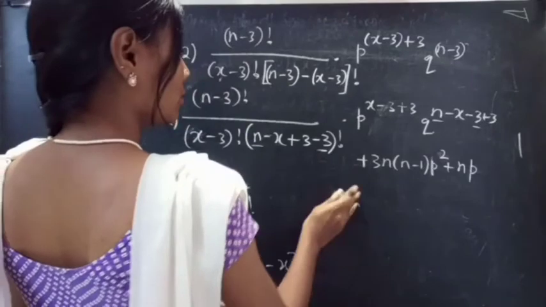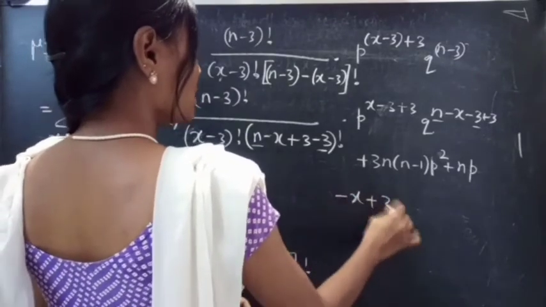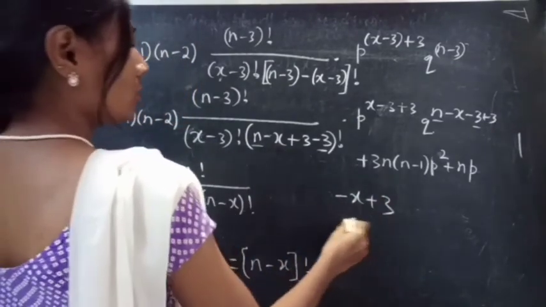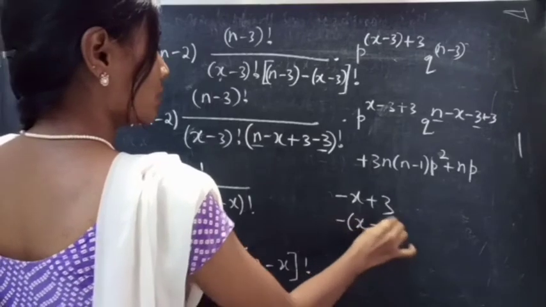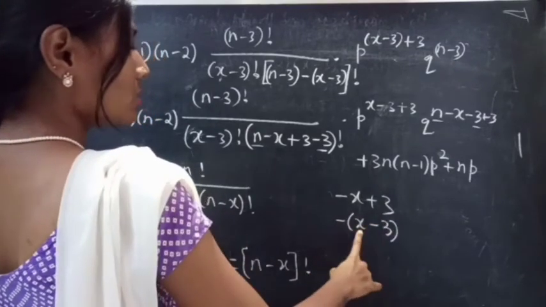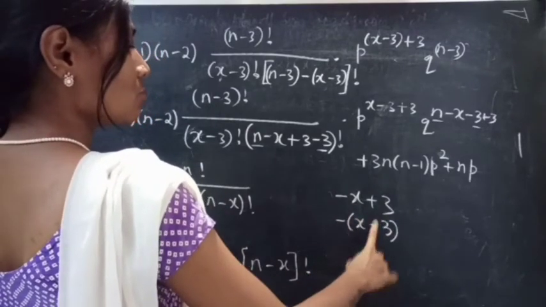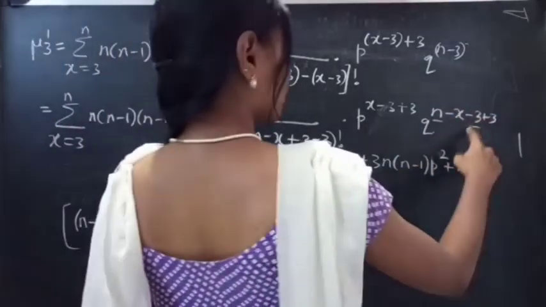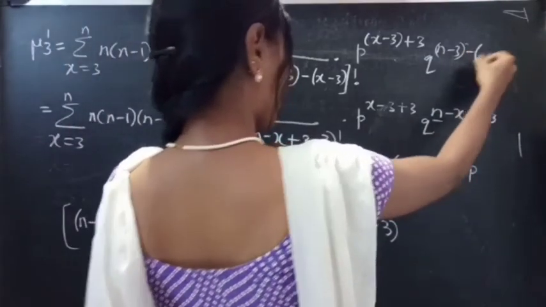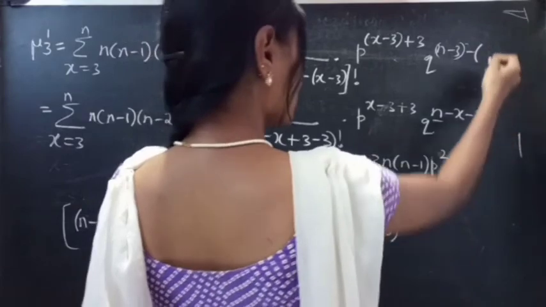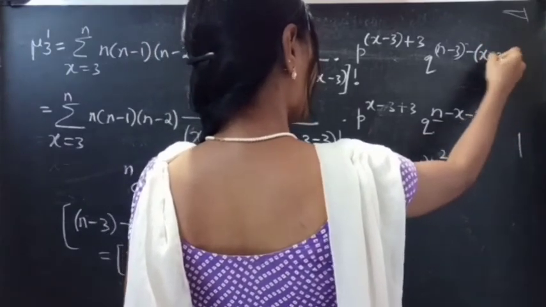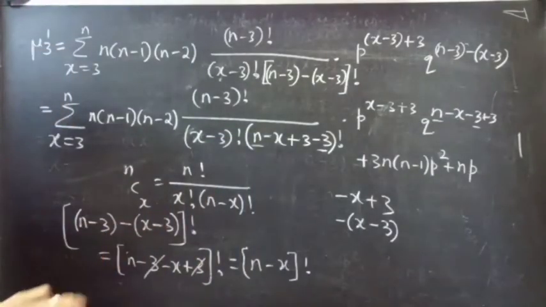If you take minus common from minus x and 3, you'll get minus of x minus 3. Okay, minus into x is minus x, minus into minus plus 3. Alright. Okay, now we are taking minus common from minus x and plus 3, you'll get minus of x minus 3. Fine.